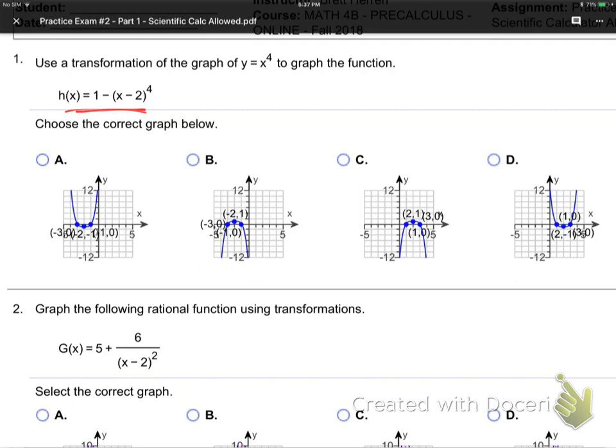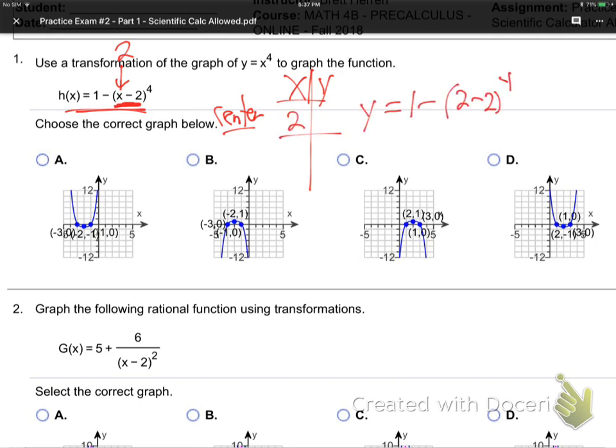I would make a table. So let's make a table. And what do we plug in to find the center of the u-shape? You plug in whatever will make x's little world 0. That would be 2. So plug in 2. y will equal 1 minus (2 minus 2) to the fourth. 1 minus 0, 1. So over 2, up 1. That's the center of the u-shape.